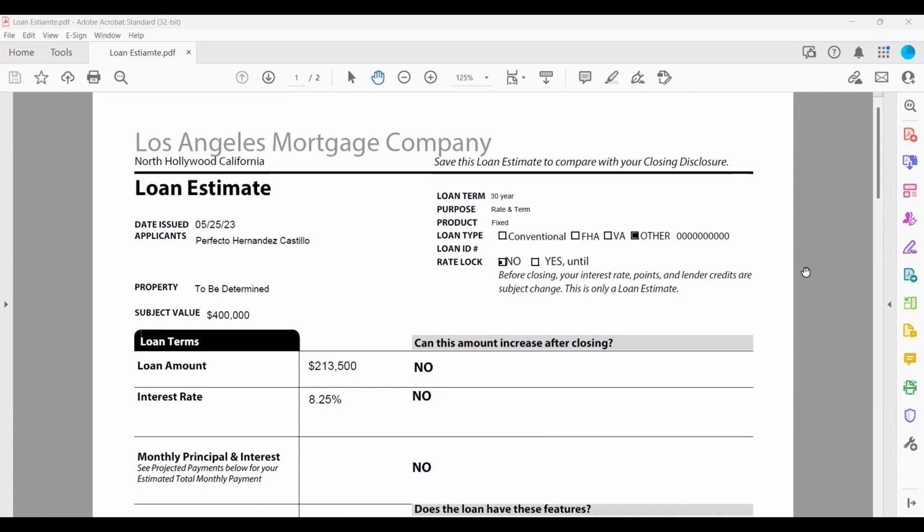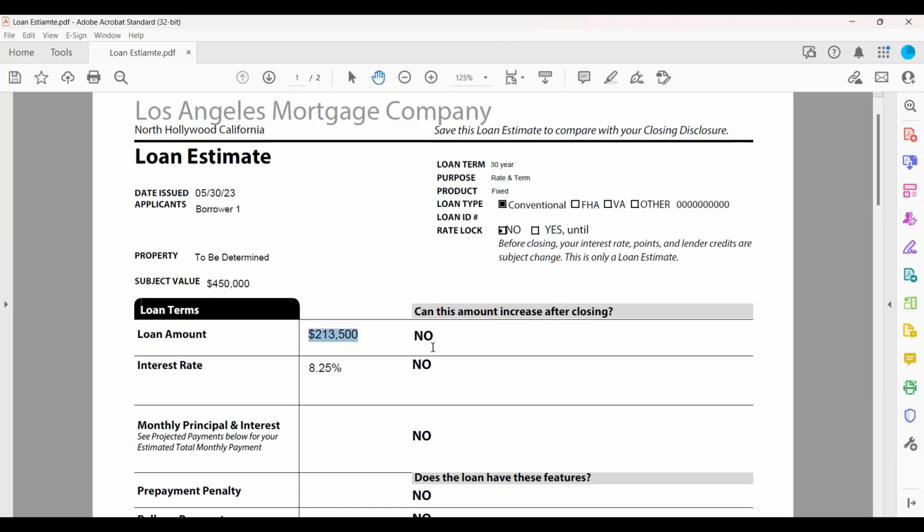Let's get started. Here we have your date. We're going to go ahead and edit this to today's date. Our borrower is going to be Borrower 1 for today. Property is to be determined. The purchase price, I know this borrower is interested in buying a property in the $450,000 range. Term 30-year fixed, rate and term. This is a fixed product. The loan is going to be a conventional loan. The rate is not locked yet, so we click no.